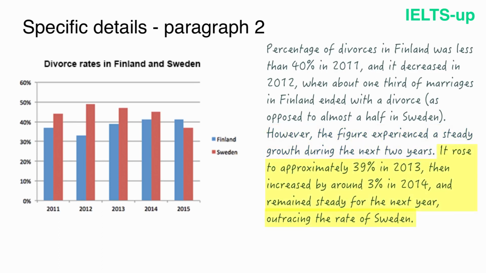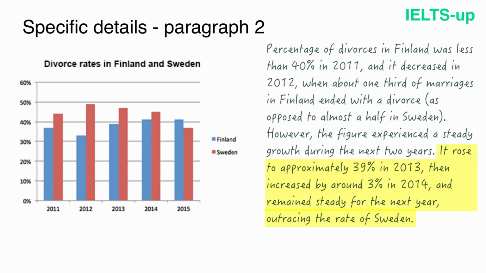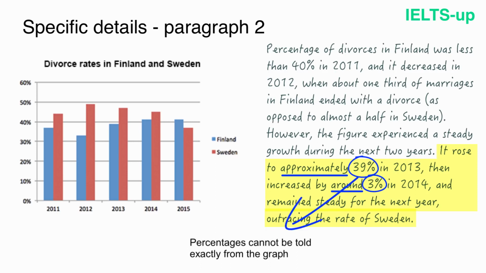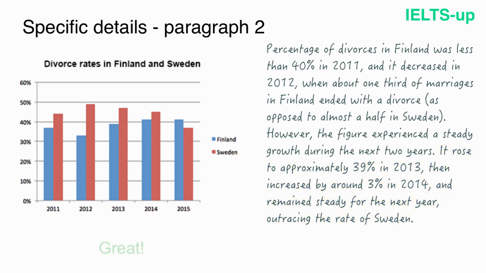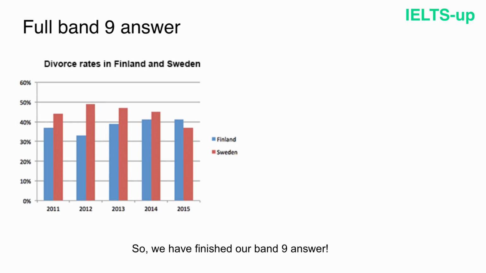In my last sentence, I describe the changes that happened to Finland's rate from 2013 to 2015 in detail. You can see that I use words approximately and around to show that I describe percentages which cannot be told exactly from the graph. Great! That's all for our second paragraph with specific features. So, we have finished our Band 9 answer.